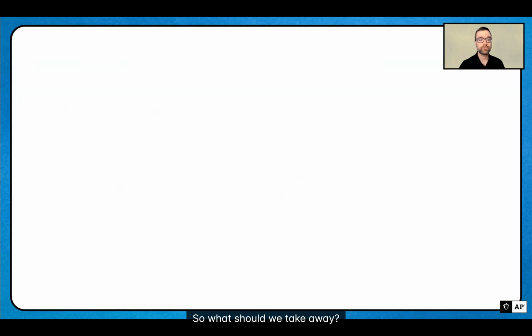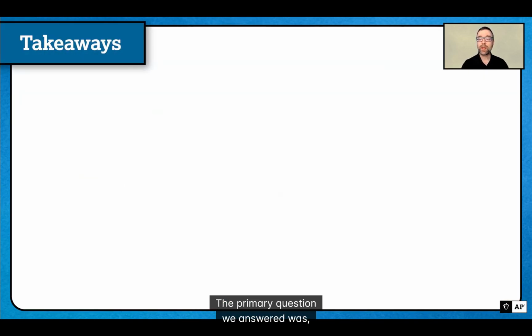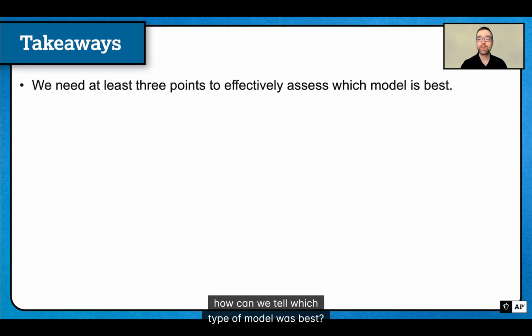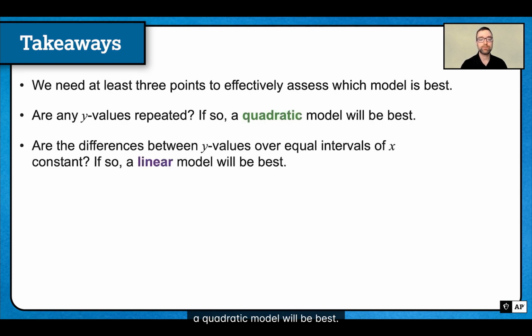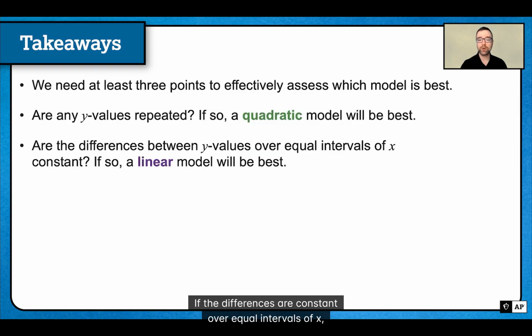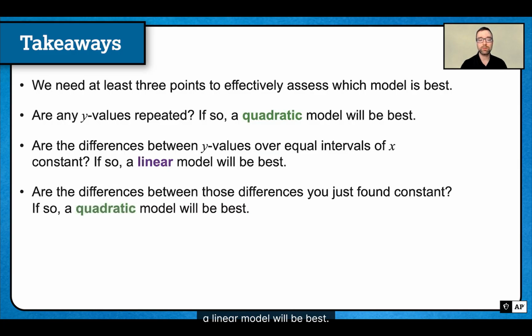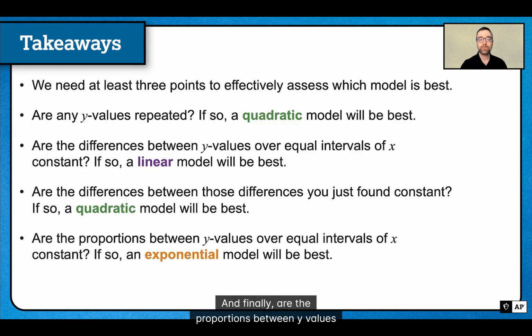So what should we take away? The primary question we answered was, how can we tell which type of model is best? And we talked about how we needed at least 3 points to effectively assess which model is best. We talked about how if we notice y values that are repeated, a quadratic model will be best. If the differences are constant over equal intervals of x, a linear model will be best. And we also discussed if the differences between the differences in the y values are constant, a quadratic model will be best. And finally, are the proportions between y values over equal intervals of x constant? If so, an exponential model will be best.